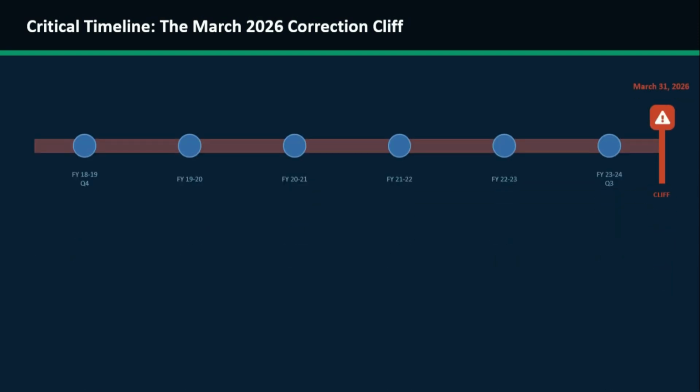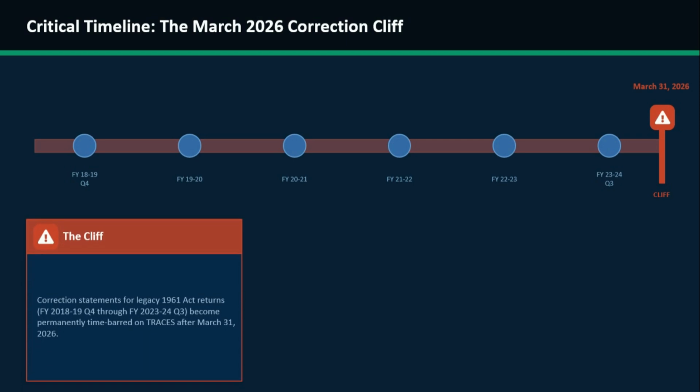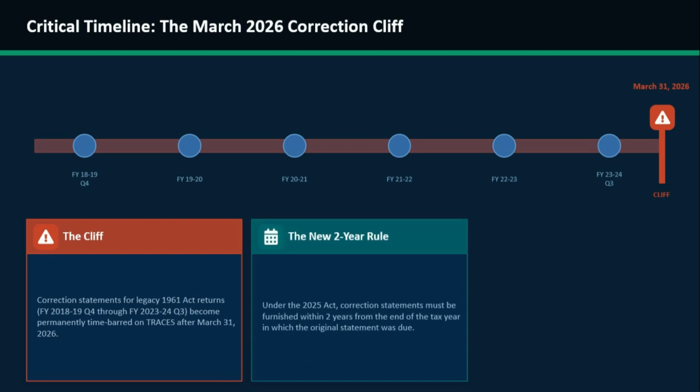This timeline marks one of the most critical compliance deadlines under the transition to the 2025 tax regime. All correction statements for legacy returns from fiscal year 2018 to 19 quarter 4 to fiscal year 2023 to 24 quarter 3 will become permanently time-barred on the Traces portal after March 31st, 2026, eliminating the ability to revise these filings. The new regime also introduces a stricter 2-year correction window, requiring corrections within 2 years from the end of the relevant tax year. This significantly reduces the flexibility available earlier.